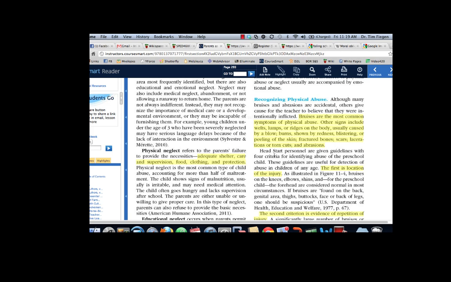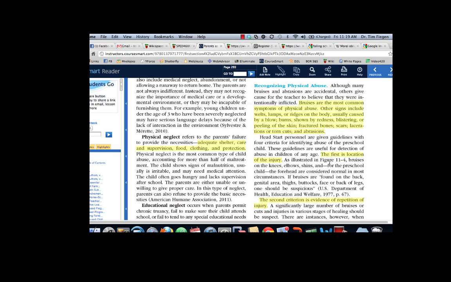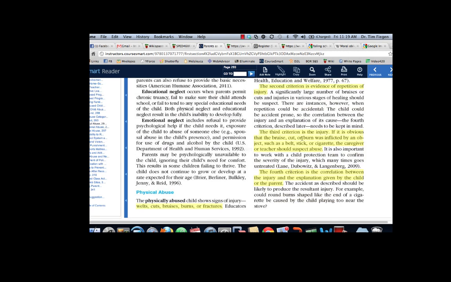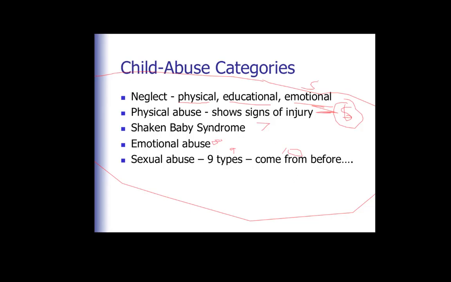Head Start personnel are given guidelines with 4 criteria, and here I want you to bring these 4 criteria in. First is the location of the injury. Then the evidence of repetition of the injury. Third is the criteria of the injury: is it obvious that the bruise, cut, or burn was inflicted by an object such as a belt, stick, or cigarette, and the caregiver or teacher should suspect abuse. And the fourth is correlation between the injury and the explanation given by the child. That is how to recognize signs of injury, and I want you to bring those 4 things in here.